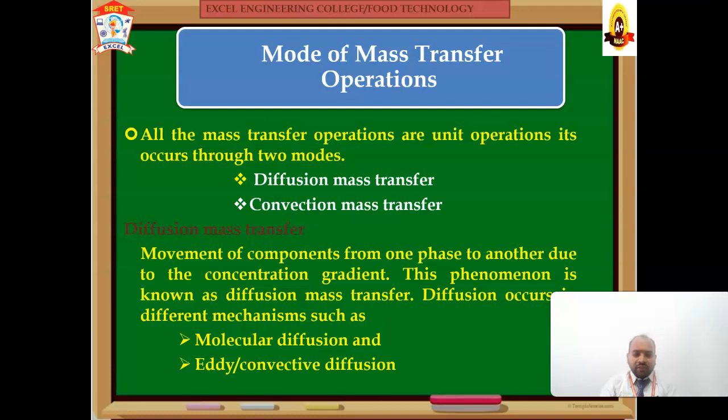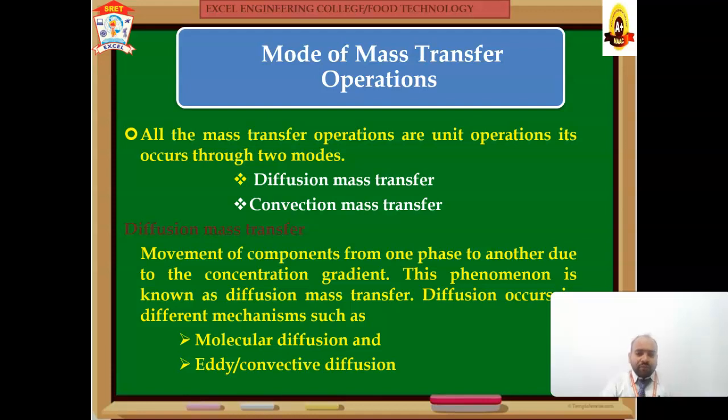Then the other one is eddy or convective diffusion. Here we can utilize some other forces, which leads to enhancing the concentration to attain equilibrium. That's why we utilize eddy or convective diffusion. We can utilize some external forces. For example, we can utilize agitation, so that we make proper mixing in our liquid mixes, in our food products.